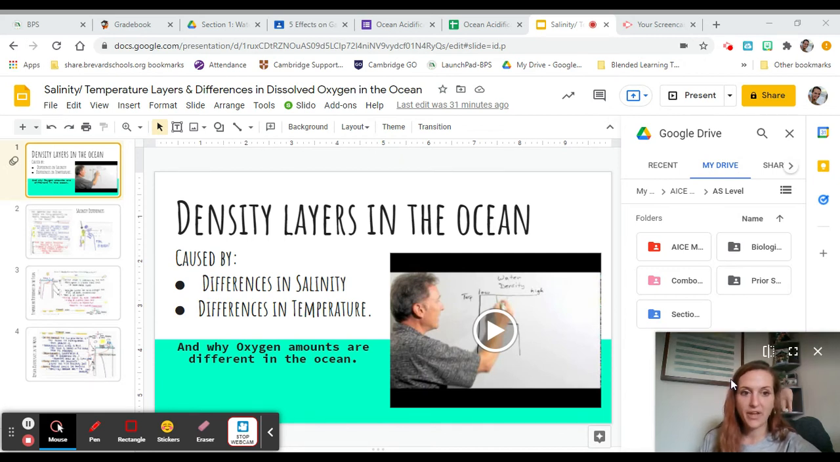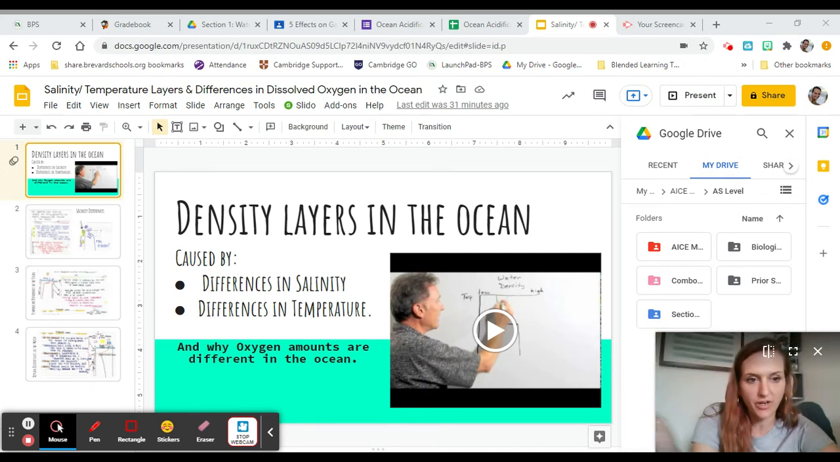Hi. Okay. Real quick, let's go over how we're going to answer the questions about density layering. Things that are less dense are going to float. And then as density increases, those heavier or more dense things will be towards the bottom. But this is how we're going to answer it for your exam questions.